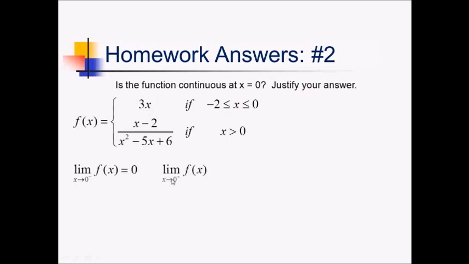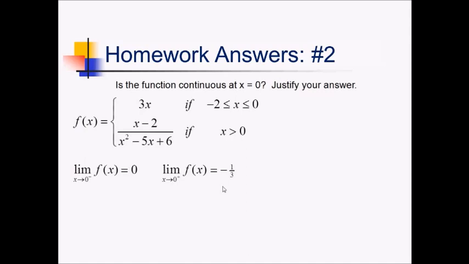Now for the right side limit at 0, we're going to be plugging 0 into this rule where x is just a little bit more than 0. So we have 0 minus 2, which is negative 2. All of these x terms get zeroed out, so we just have 6 downstairs. So that's negative 1/3 if we reduce that.